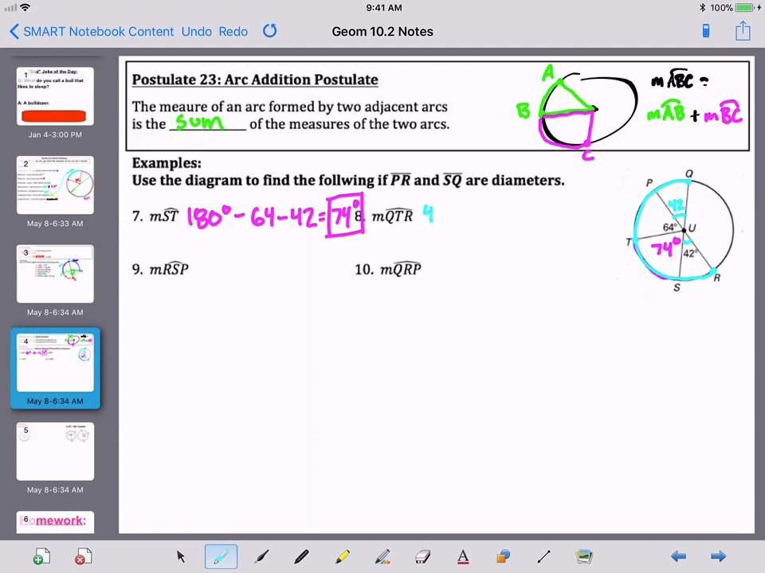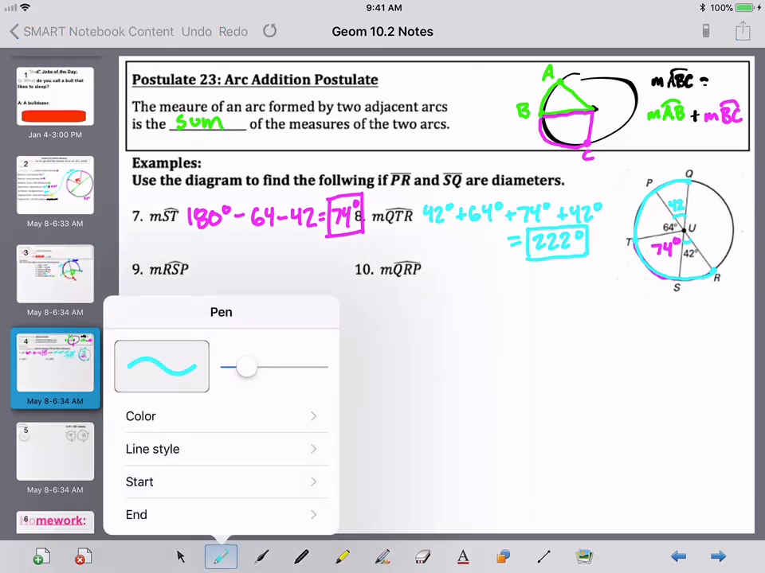So if I add the 42 degrees in the top, and then the 64 degrees, and the 74 degrees that I found in part 7, and that last 42 degree angle, that's going to be the entire arc measure, which is 222 degrees. So we thought it was a major arc, we were right.